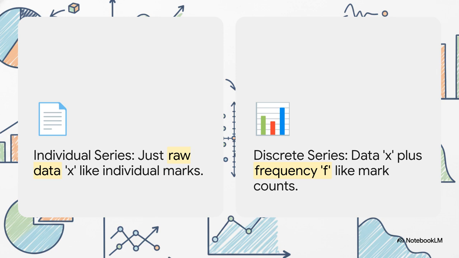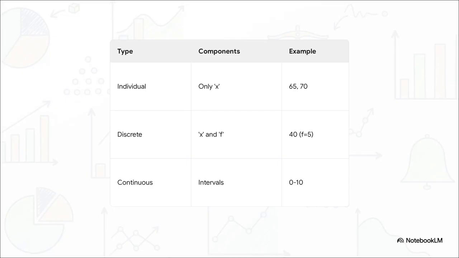But then, things evolve into the discrete series. Now, we don't just have the data X, we also introduce frequency, or F. This tells us exactly how many times that specific data point popped up. So, for example, say the transaction value is $40 and the frequency is 5. That just means exactly 5 separate transactions were for $40. Simple enough, right?